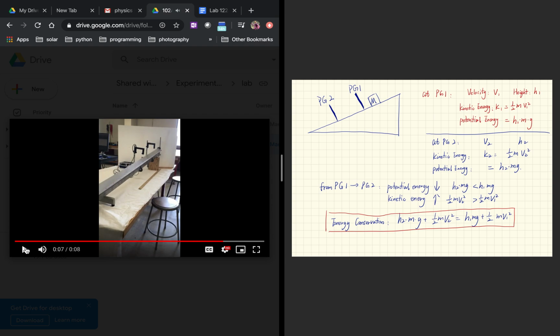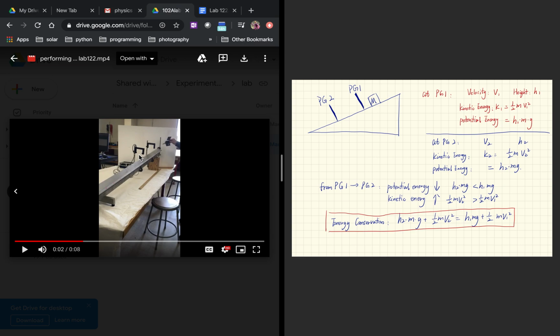Alright, so as you can see, the experimental part is very straightforward. Basically, we have an inclined air track here, and we have two flow gates, and of course we have a glider. There is no friction between the glider and the air track, and when the glider goes through the flow gate, these two flow gates are able to measure the velocity of the glider.